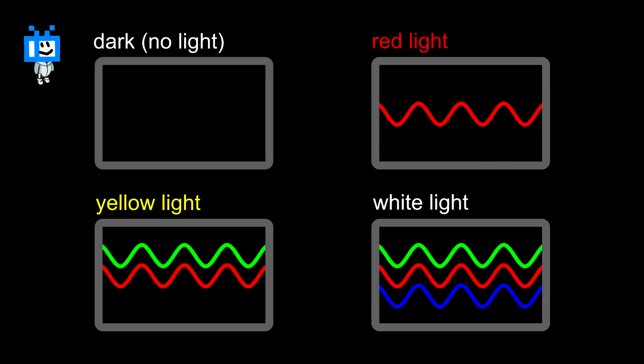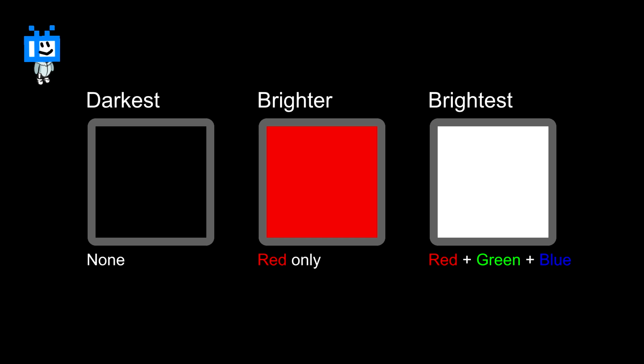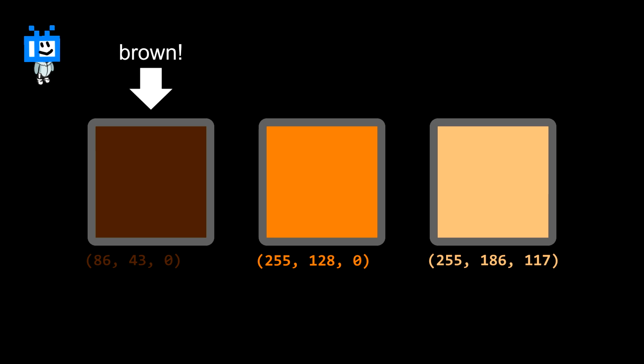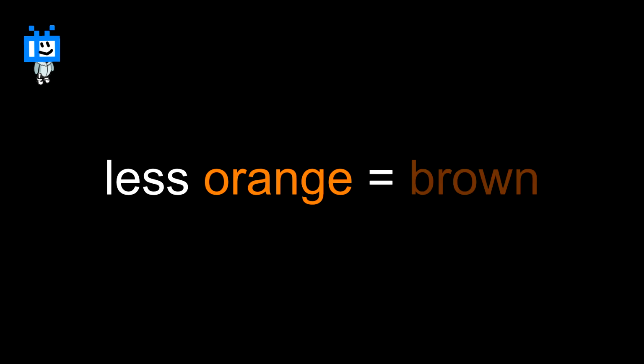But another reason this is called additive is because you're basically adding the color to darkness. Which also means that the more light you add, the brighter it becomes. That's why even pure bright red on a computer screen would have a little bit of the other colors as well. And the same goes for dark red, for which you need less light. This is a good time to mention that brown is actually just dark orange, so quite literally less orange equals brown. At least to your brain.